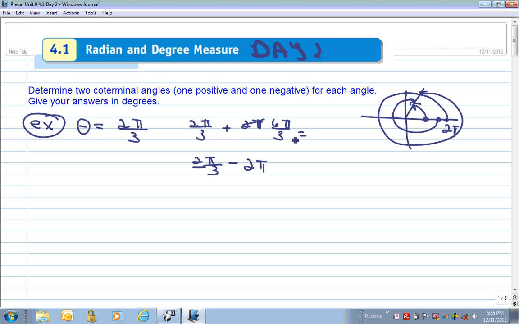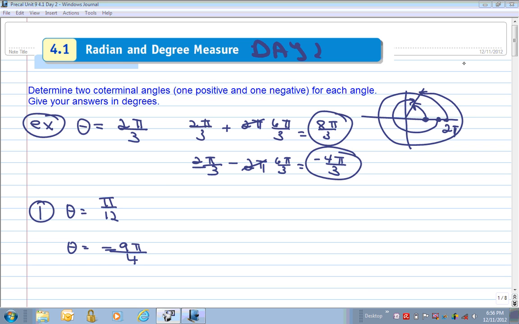When we add 2 pi and 2 pi over 3, we get 8 pi over 3, and that would be our positive coterminal angle. Again, we're going to add 2 pi, but in thirds, that would be 6 pi over 3. And if we have 2 pi over 3 minus 6 pi over 3, that would be negative 4 pi over 3, and that would be my negative coterminal angle. All right, here are your two problems. That's a negative 9 pi over 4, and this is a positive pi over 12.